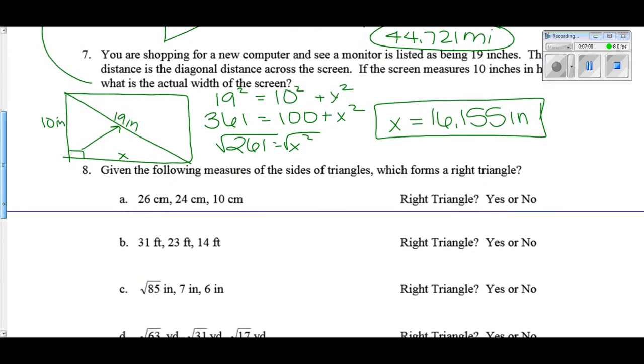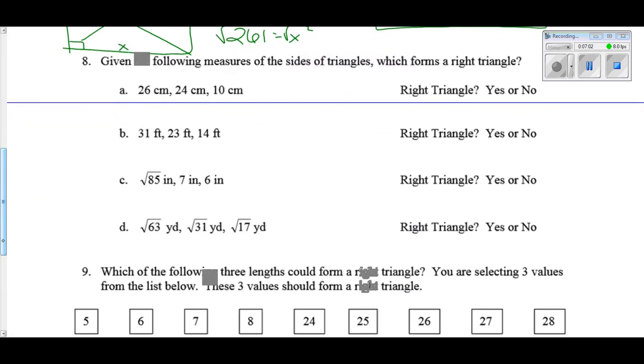All right, now we're at, given the following measures of the sides which form a right triangle. In order to form a right triangle, we need a squared plus b squared to equal c squared. So we know that c is always our biggest piece. So when I'm looking at these, I want to figure out which one's my biggest piece. Between the 26, 24, and 10, the 26 is my biggest piece, so that's c.